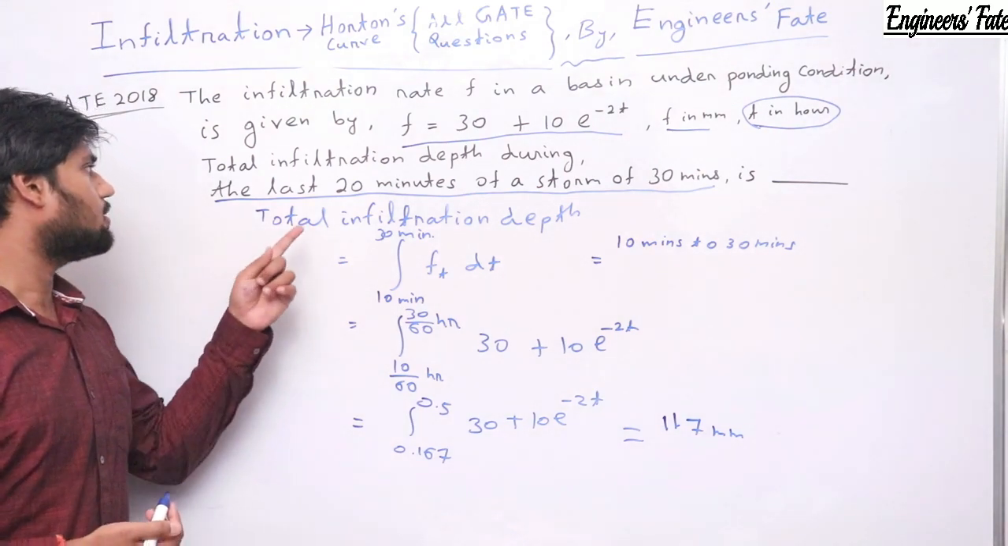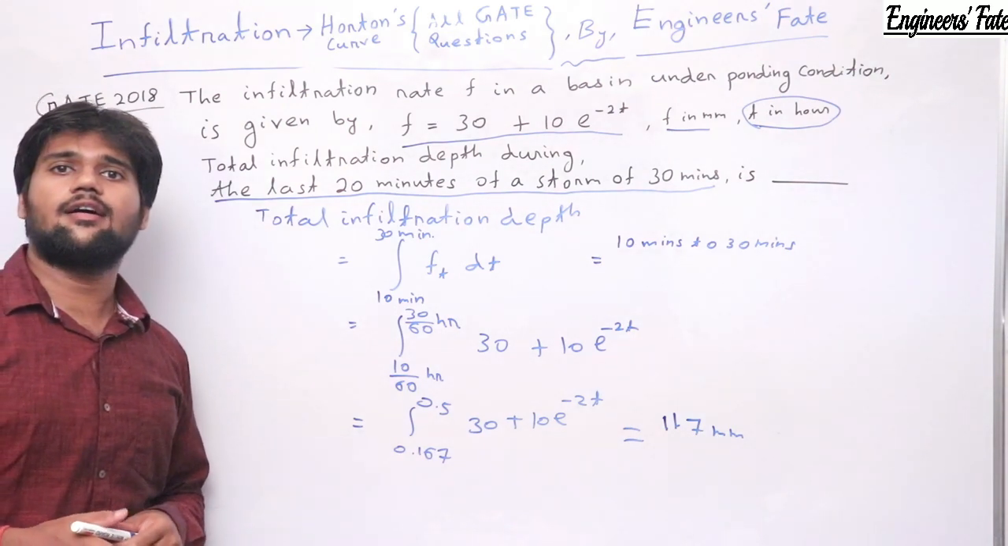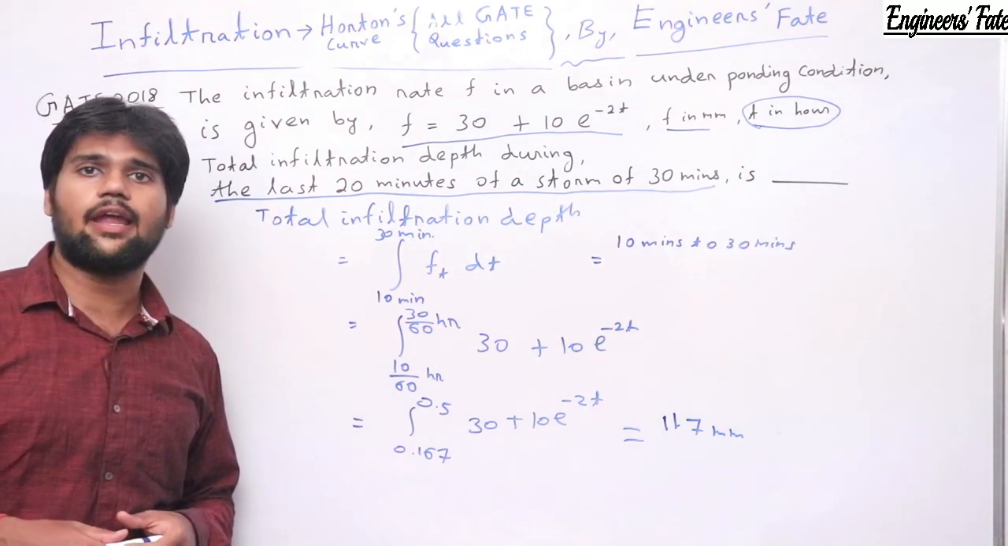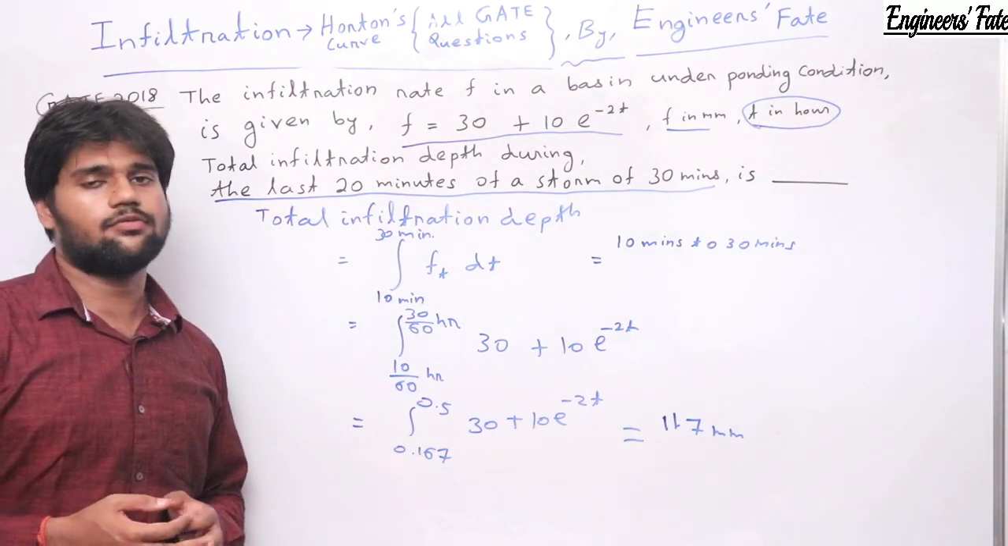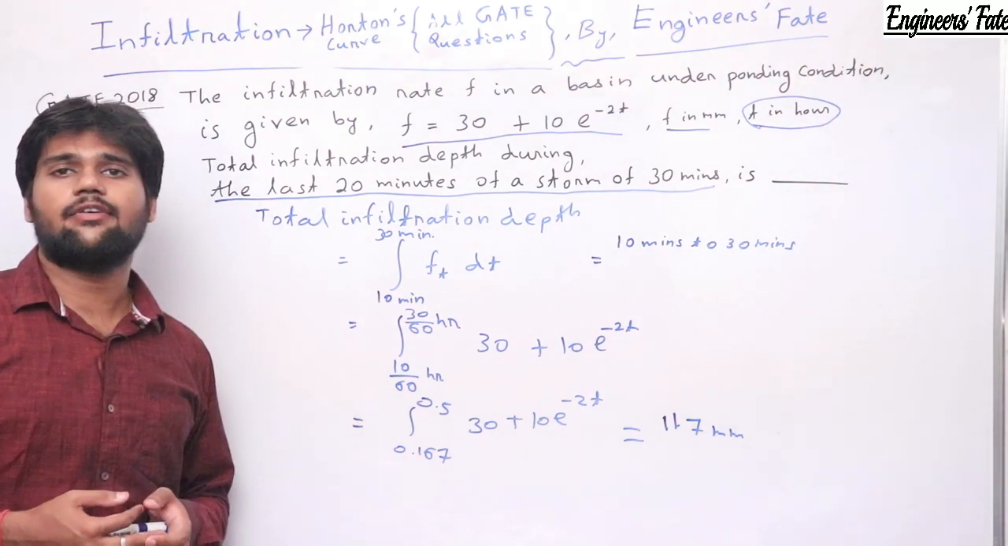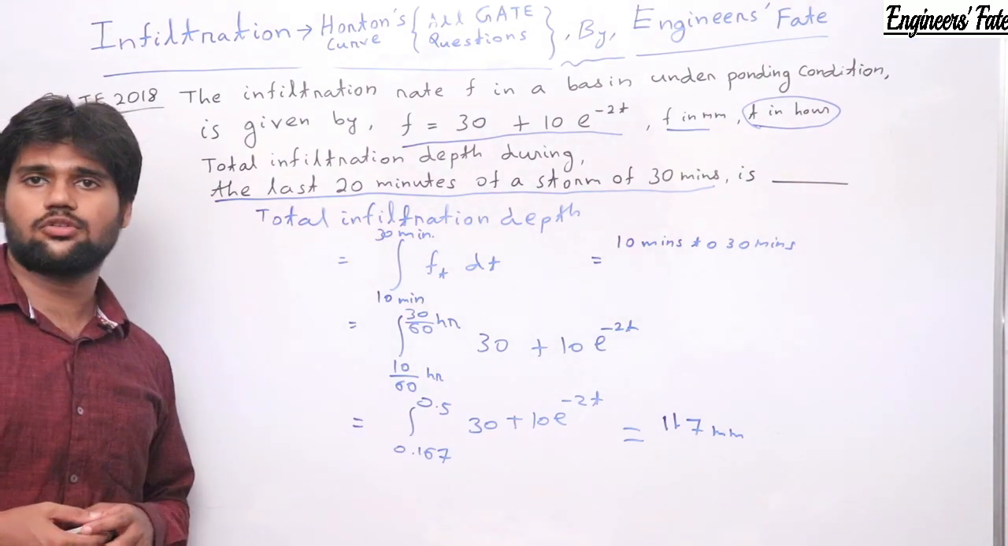The trick is the last 20 minutes of a storm of 30 minutes. In our previous question, the range he had not mentioned, so we directly took from 0 to the given asked value. So please note this question.